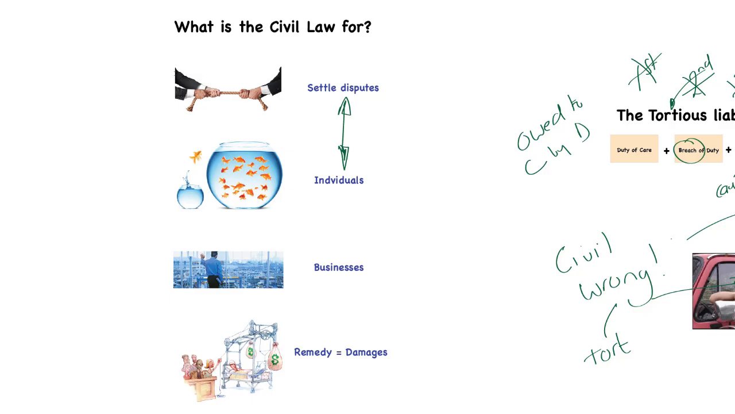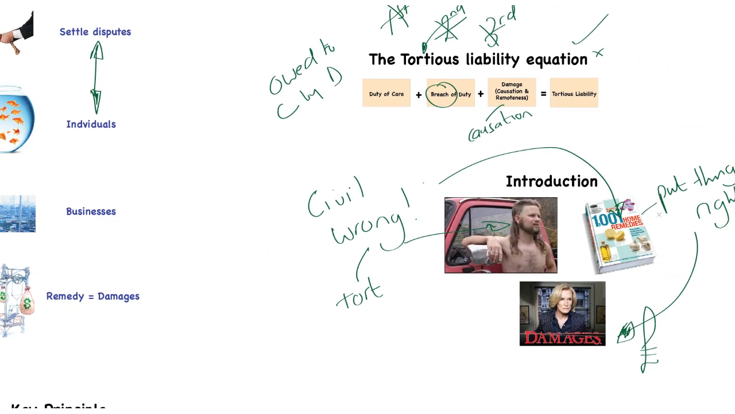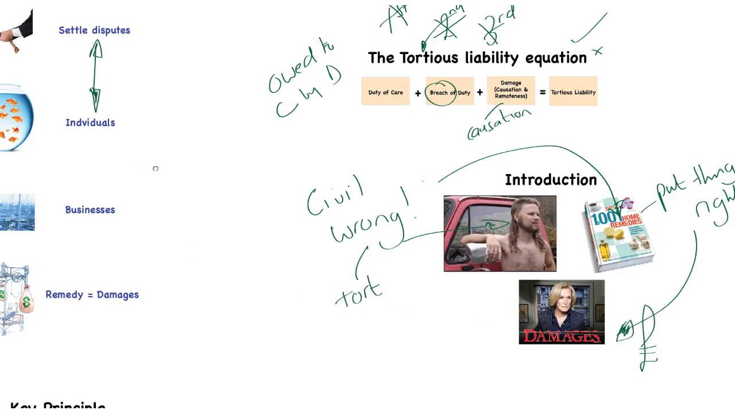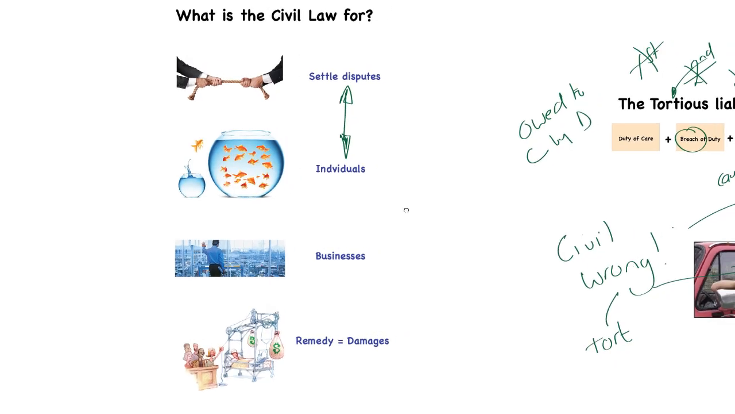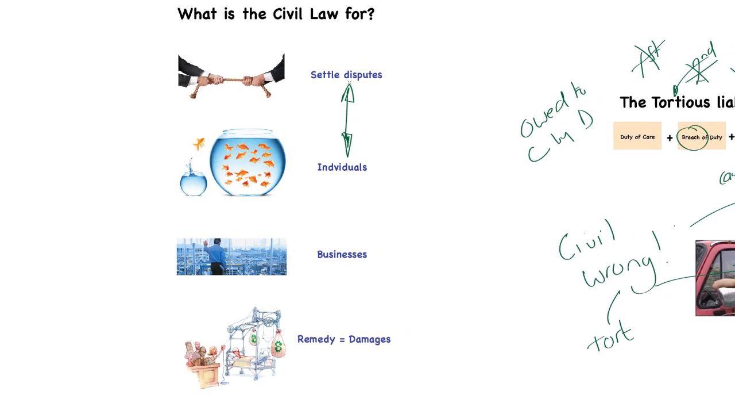If I feel strongly enough and I cannot get him to take those trees down, I can go to law to ask that that dispute is settled. And by settling it, it means that we will be able to find a remedy to put things right and likely to have some form of damage. So the civil law is about settling disputes between individuals.